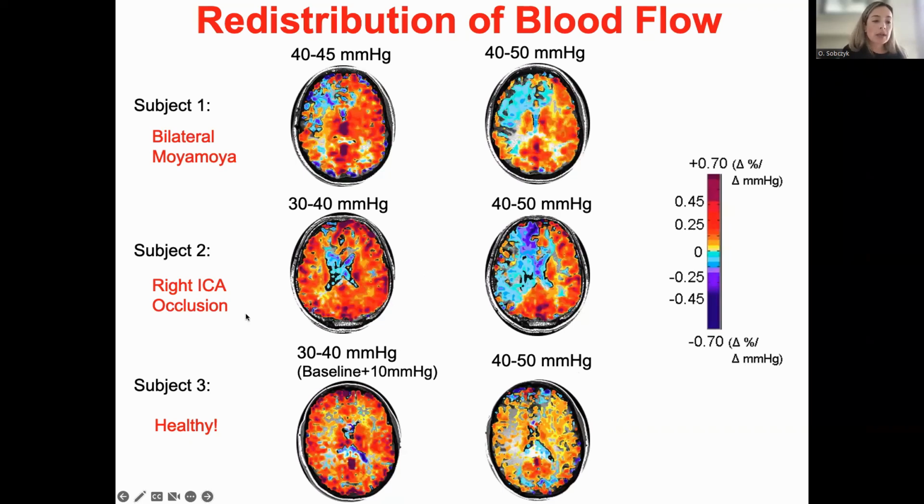So another subject came in with a right IC occlusion, and their resting CO2 value was around 35-ish. So I decided to run a CVR going from 30 to 40 and then 40 to 50. And from 30 to 40, the patient's CVR is completely normal. And it's only going from 40 to 50 that you see hemodynamic impairment. Subject 3 had a baseline CO2 value around 30. So I did 30 to 40 and 40 to 50. And 30 to 40, the CVR looks great. It's very robust. 40 to 50, it looks washed out.